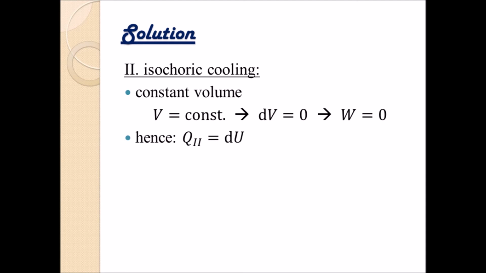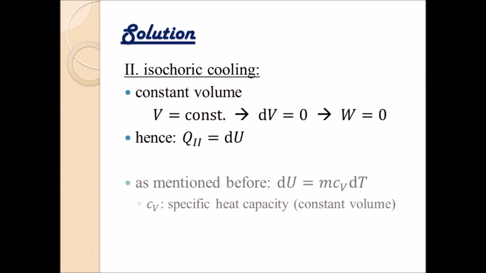Cooling means that our temperature is going to decrease. Hence, Q2 equals dU. And for dU, we can use the before mentioned equation, which relates dU to m times Cv, the specific heat capacity under a constant volume, multiplied with the change in temperature. And since there is a strict temperature change, we do not follow a certain path. We are just interested in before and after. So we can take Q2 as m Cv delta T.